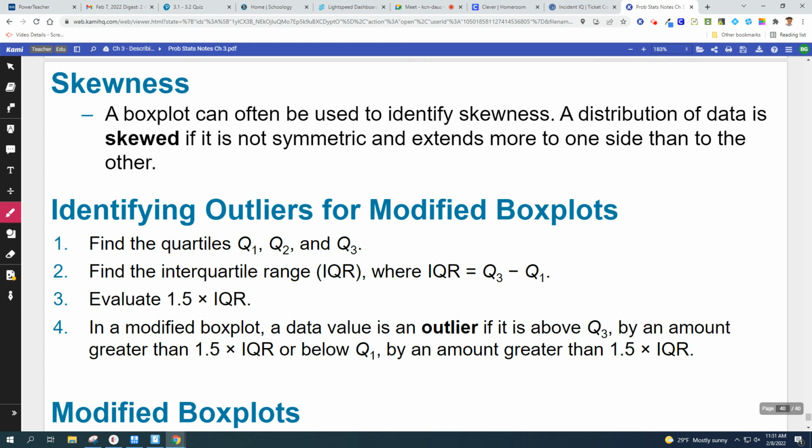So, identifying outliers. Find the quartiles. Find the interquartile range. Evaluate 1.5 times that interquartile range, IQR. And in a modified box plot, a data value is an outlier if it is above Q3 by an amount greater than 1.5 IQR or below Q1 by an amount greater than 1.5 IQR.